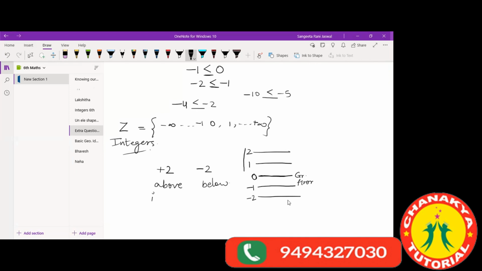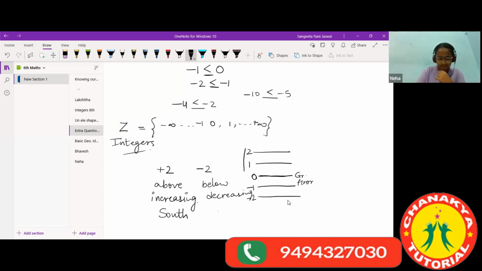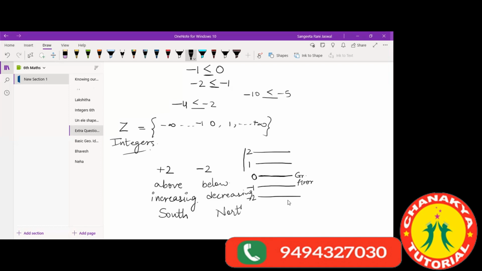Okay, so now a word increasing, these are some terms which are used in mathematics, okay? Increasing. What is the opposite of increasing? Decreasing. Lovely. You know everything. Very nice. Okay. Neha, if I'm talking about a direction, south is the direction. Which is the direction which is exactly opposite of south? Ma'am, north. Lovely. Bhavesh, if I have a direction north, what is the direction opposite to north?